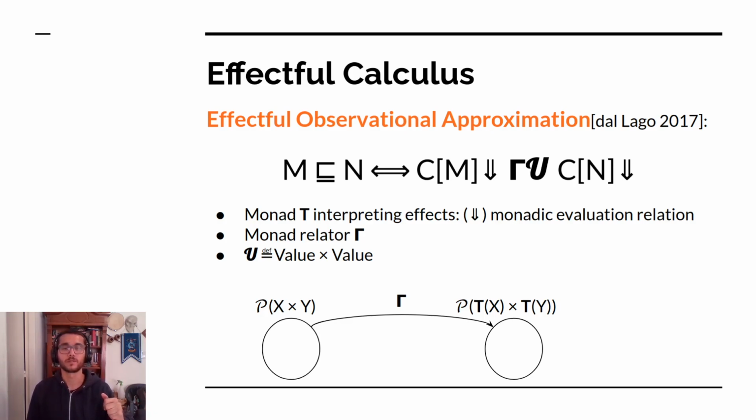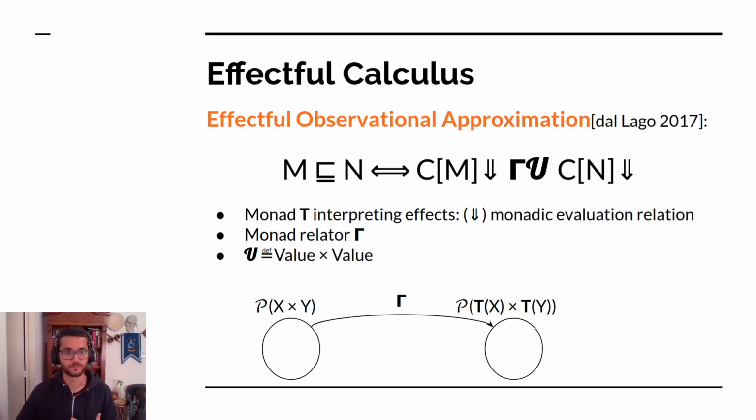Since we are working within a relational calculus, relational theory, we are going to work inside the Set category. So everything is sets, and every functor is actually an endofunctor within Set. That's it.